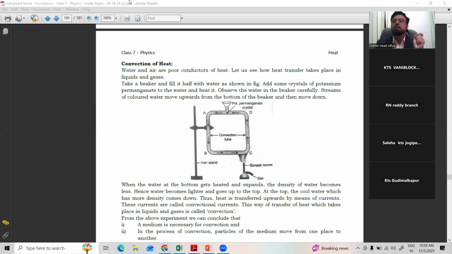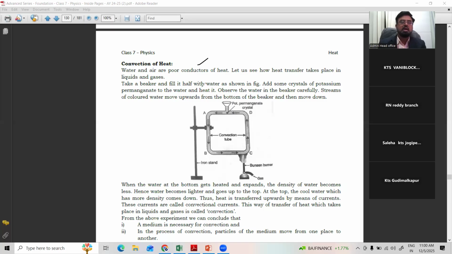This is possible only in liquids and gases, because solid particles cannot move, but liquid and gas particles can move. Such a method is called convection. So water and air are poor conductors of heat. Let us see how heat transmission takes place in liquids and gases.